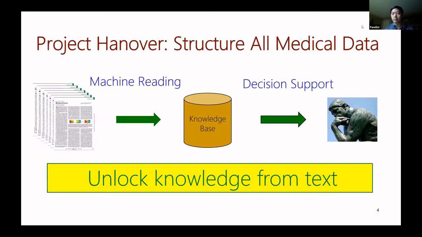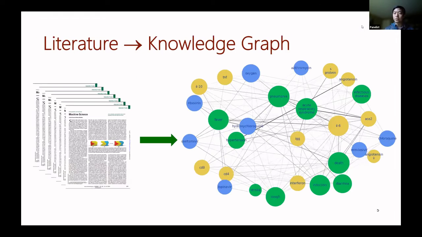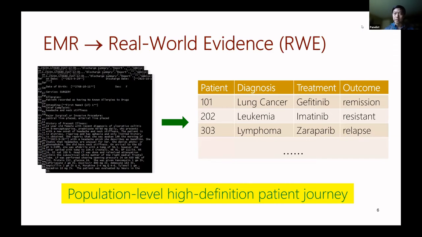And so this has motivated our biomedical NLP research agenda, where we have been focusing on developing machine reading technology to help unlock knowledge from text. From literature, we aim to extract a PubMed-scale knowledge graph of important biomedical entities and relations. And from electronic medical records, we hope to extract population-level real-world evidence that can help drastically accelerate clinical research and improve clinical care.